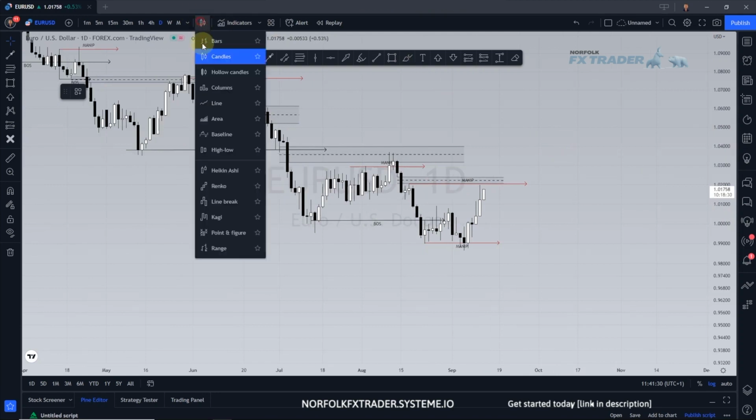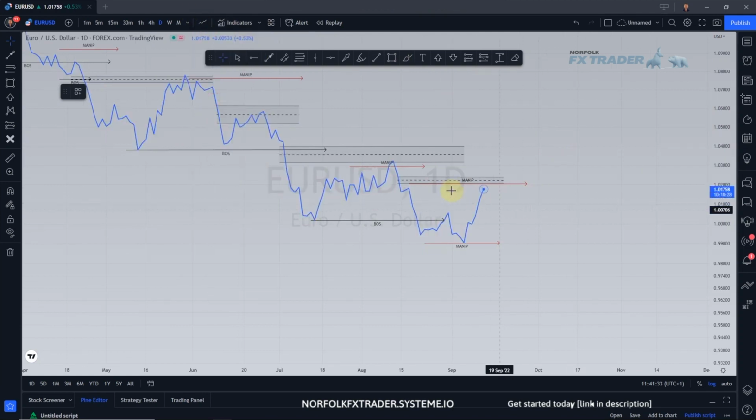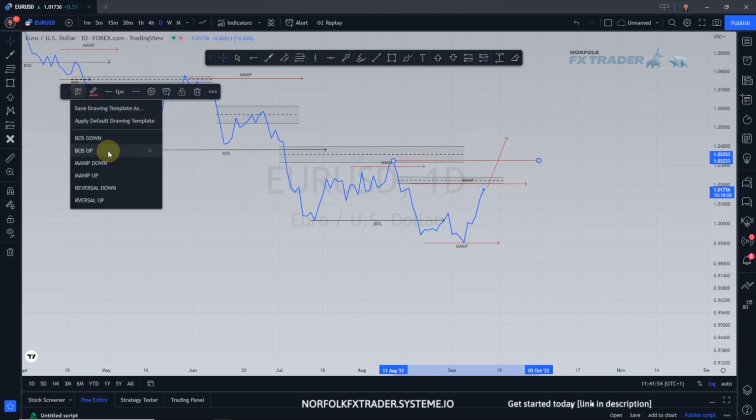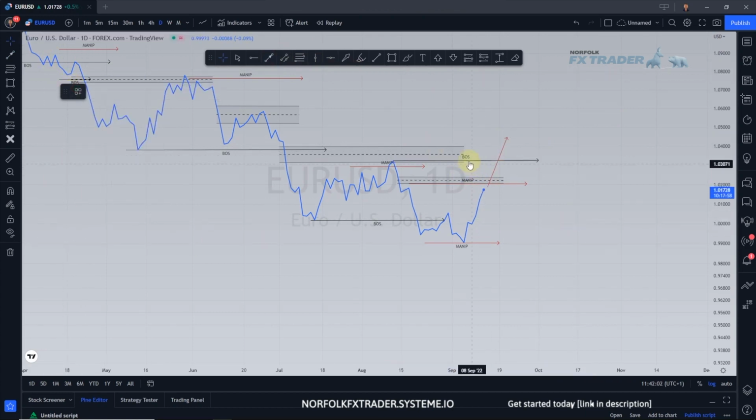Now, going back to the line chart, you can see how we can identify this area, this high, to be removed. If we see this high removed, this is then a break of structure to the upside. The move up, and we break that structure, we just change that to the break of structure up. So we see this break of structure here, then we're going to have a bullish bias. And then we can start looking for buys again.